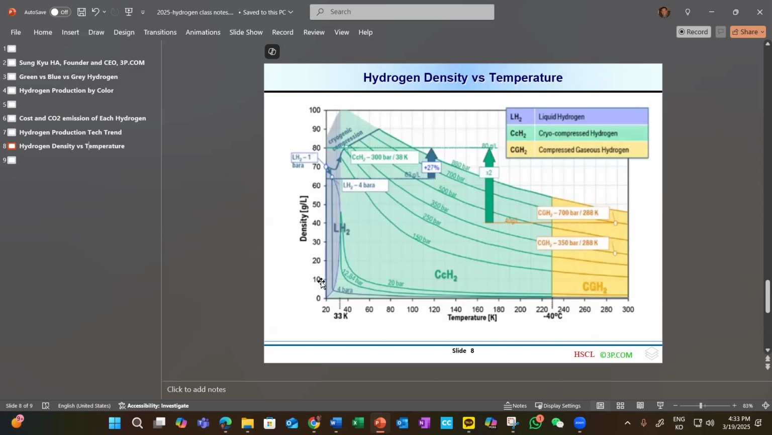Hydrogen may change its density. The vertical axis is the density, and the horizontal axis is the temperature. So hydrogen itself can change its density depending on the temperature, but at the same time depending on the pressure. This is important to understand the characteristics of hydrogen. This should actually be covered in chapter 1 as an introduction to hydrogen, but I'd like to cover it now.